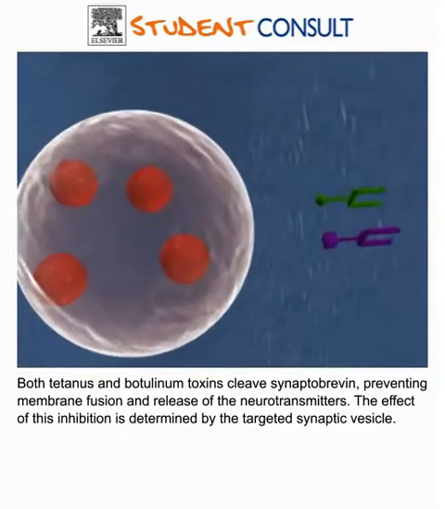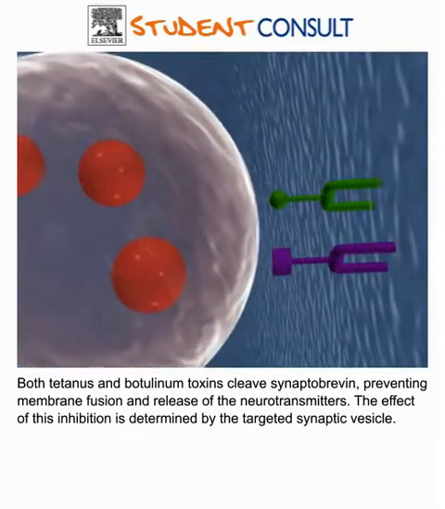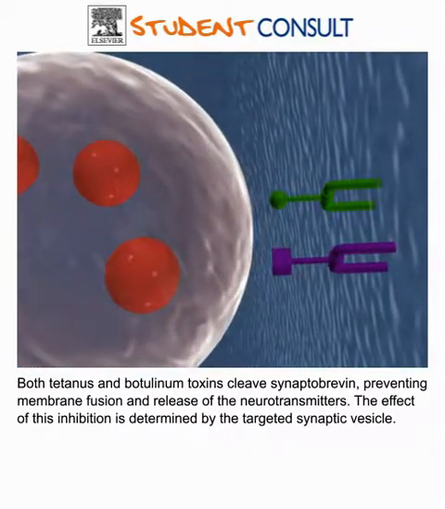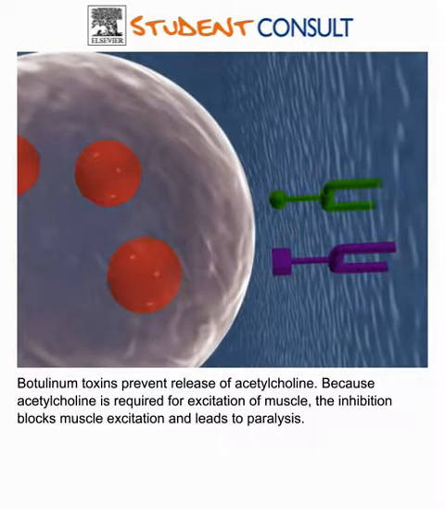The effect of this inhibition is determined by the targeted synaptic vesicle. Botulinum toxins prevent release of acetylcholine. Because acetylcholine is required for excitation of muscle, the inhibition blocks muscle excitation and leads to paralysis.